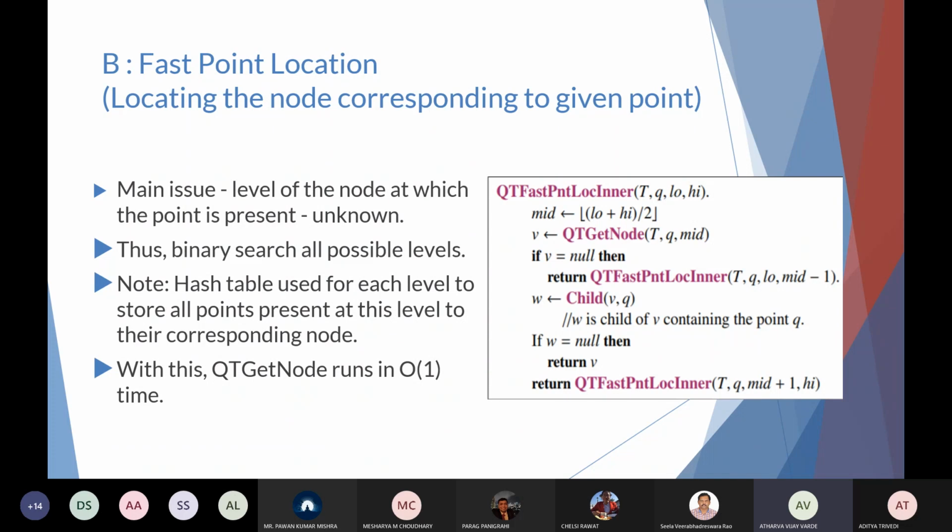So first of all, we go into the child which contains that point. And if that child is null, then we are sure that it has been discovered at that level because there are no further children which have that point. Otherwise, we search below, that is in greater depth. So we return the qt fast point location in our tq mid plus 1 to h.